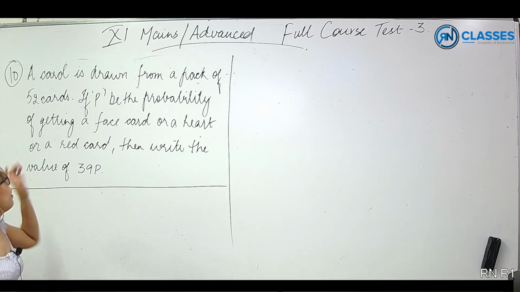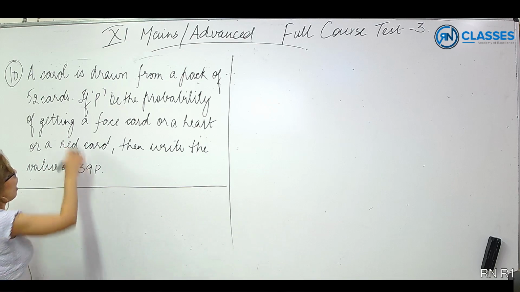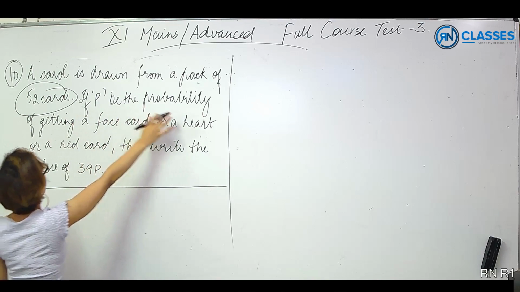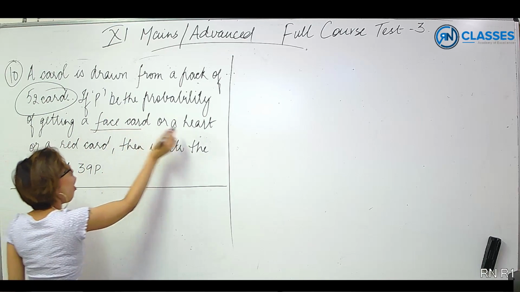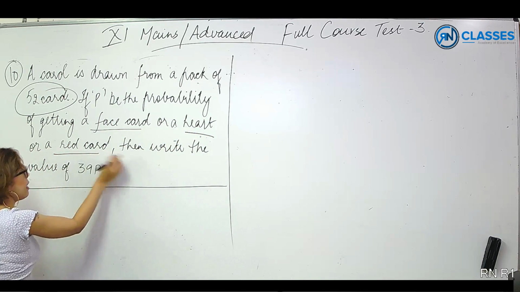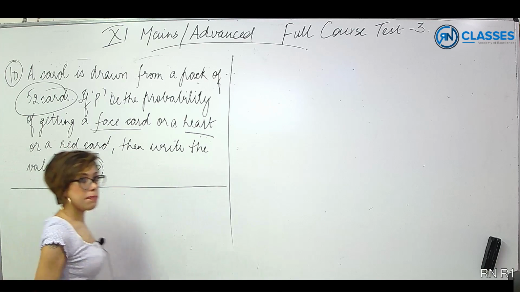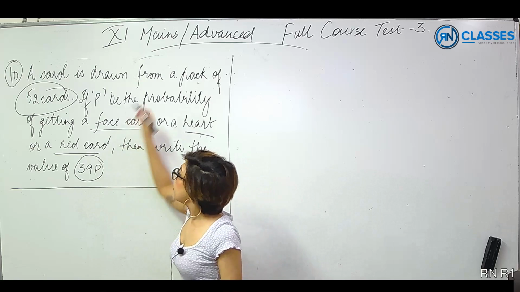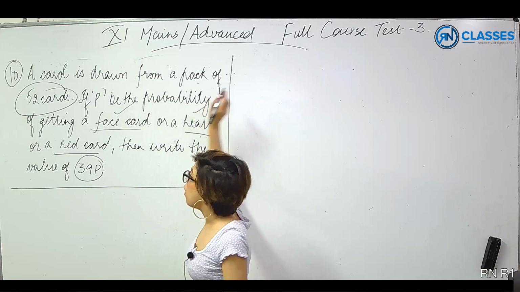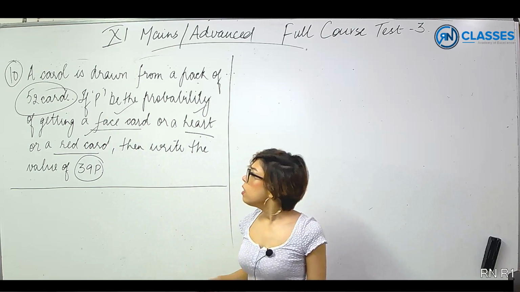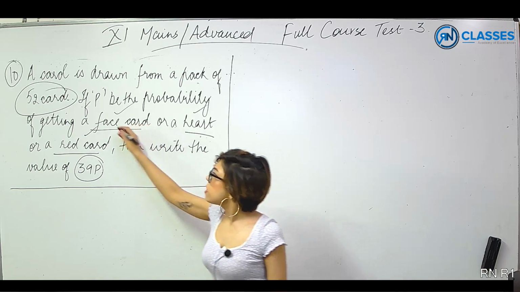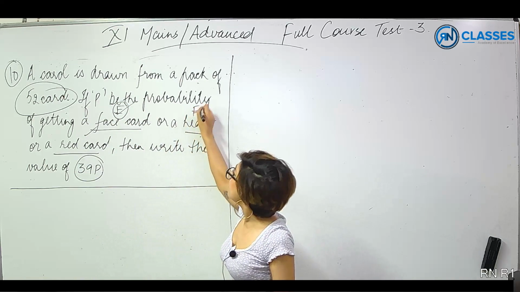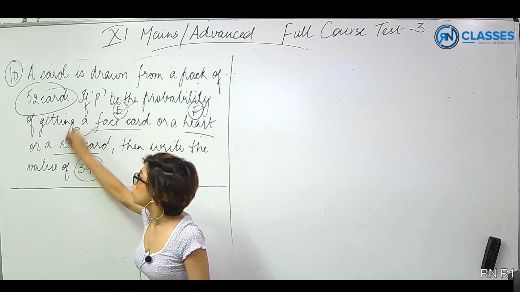Alright. On to the next one. Now he says a card is drawn from a pack of 52 cards. If P be the probability of getting a face card, or a heart, or a red card, then write the value of 39. So basically, I need to find the probability that a card is either a face card, or a heart, or a red card. Maybe let me consider this as the event E, this my event F, and this my event G.